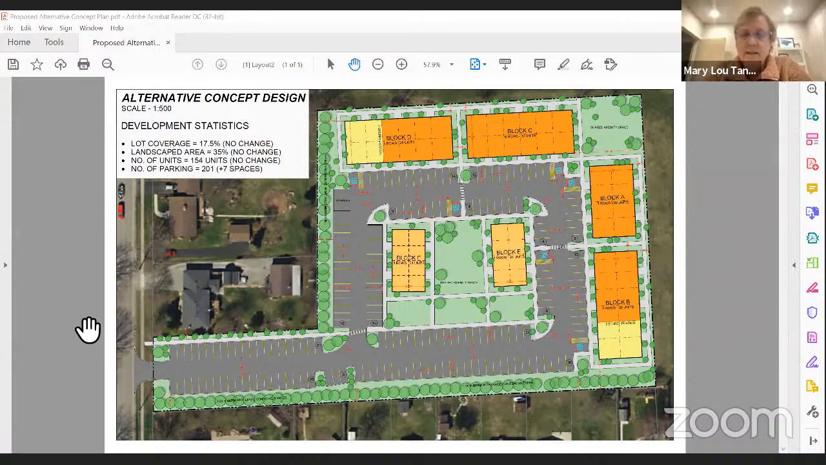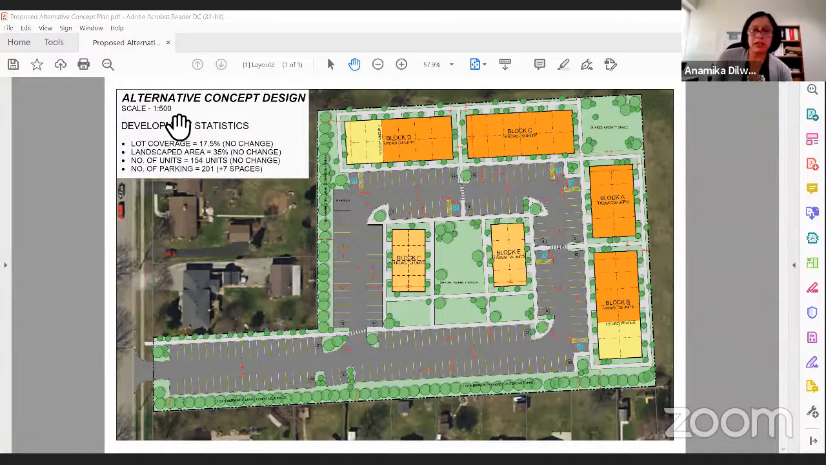Apologies, I'm on mute. Thank you, Spencer. And just for clarity, I go by Mary Lou. Yes, if you could send this to Anamika and our team, we'd be happy to review it. That is all I have, Anamika. Thank you, Spencer. If you could email that drawing to me, I would forward that to Mary Lou. No problem. Thank you.